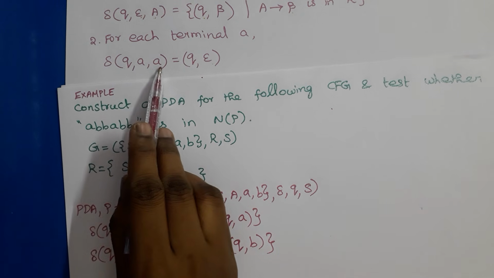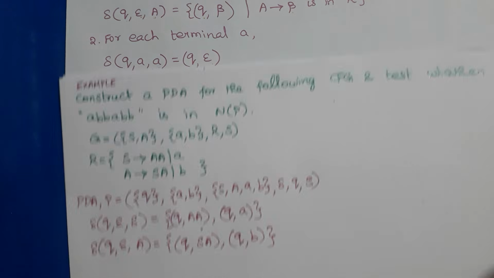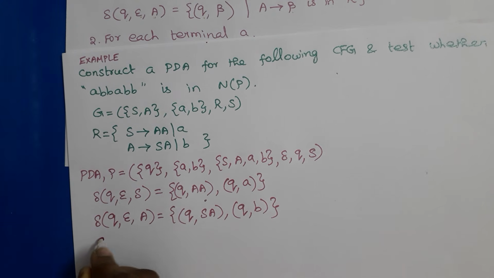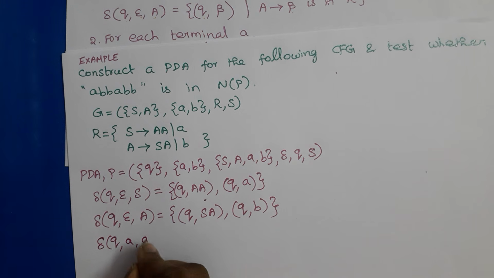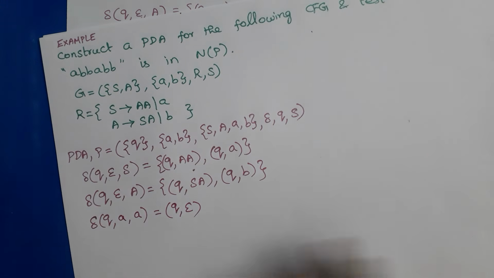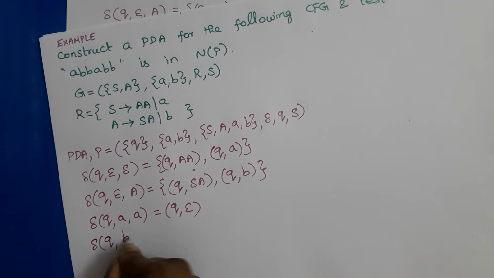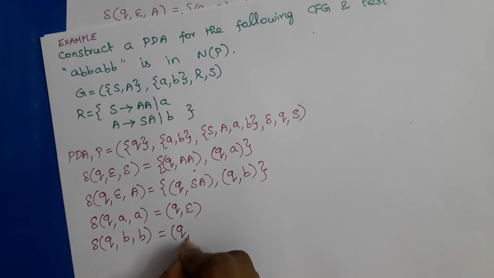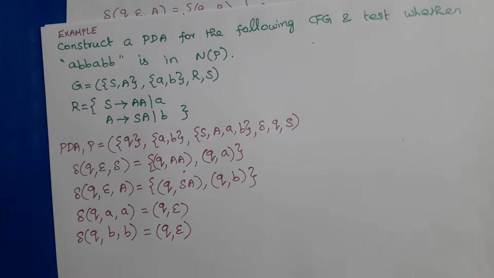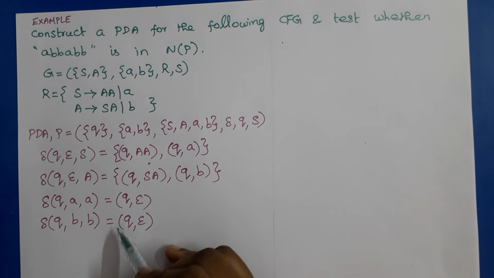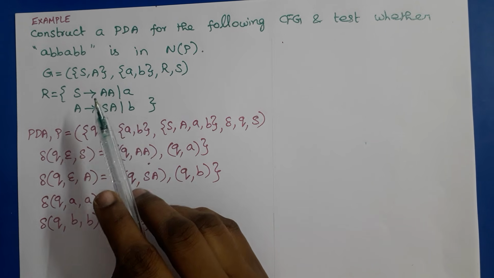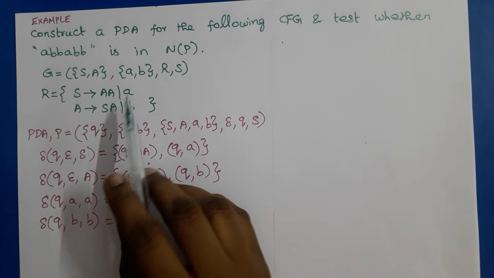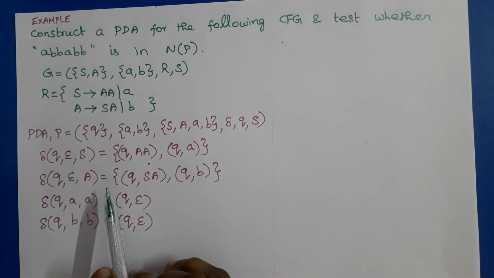δ(q, terminal, the same terminal) = (q, ε). So here also, the terminal symbols are a and b. So δ(q, a, a) = (q, ε). Then δ(q, b, b) = (q, ε). So this is the equivalent PDA for this grammar, and we say that the two languages are equivalent. The language generated by a context-free grammar is also generated by a PDA.